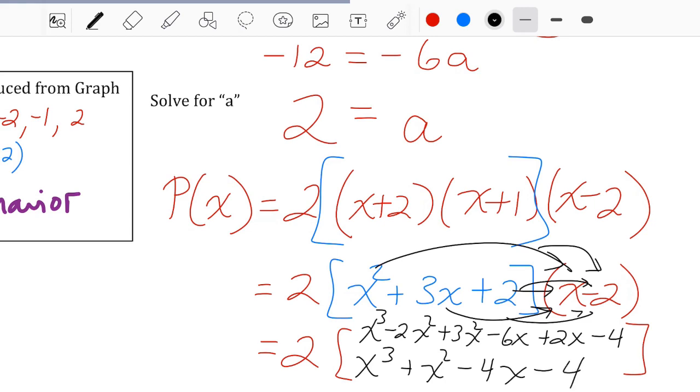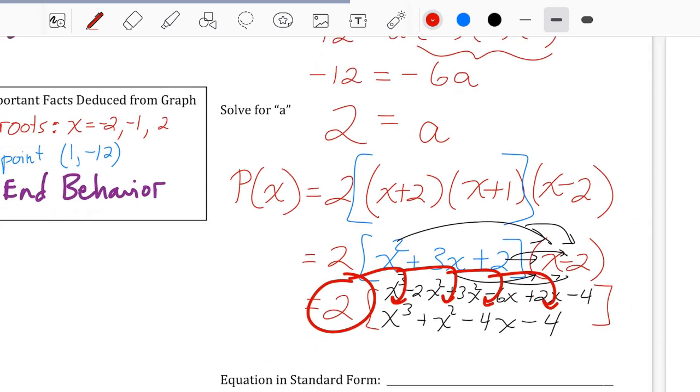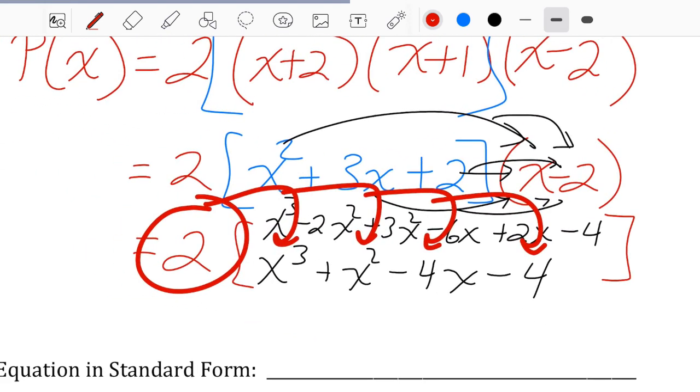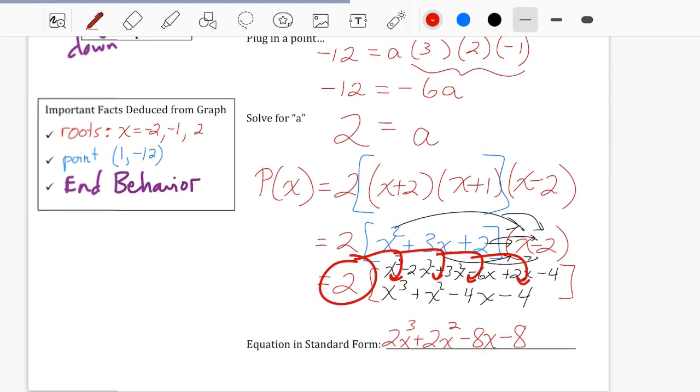Okay, so I have my simplified equation with a 2 in front of it. That's right, this 2 is now going to distribute into and onto each of these terms so I can finally get my standard form equation. 2x cubed plus 2x squared minus 8x minus 8. And that's your polynomial equation.